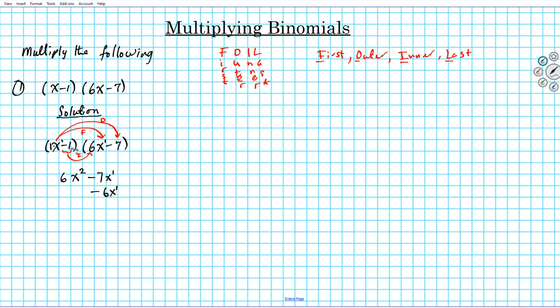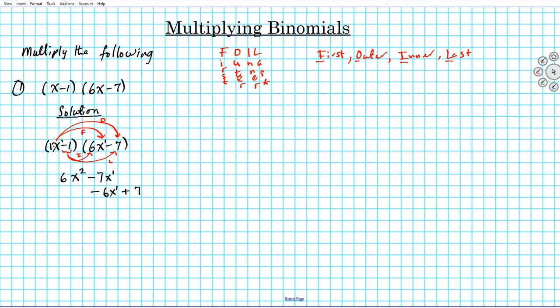All right, now we've done the first, outer, inner, and then we're going to do the last, which is negative 1 times the last term right there. That's the last one. So what is negative 1 times negative 7? Negative 1 times negative 7, we multiply the same signs, so that becomes a plus. 1 times 7 is 7.